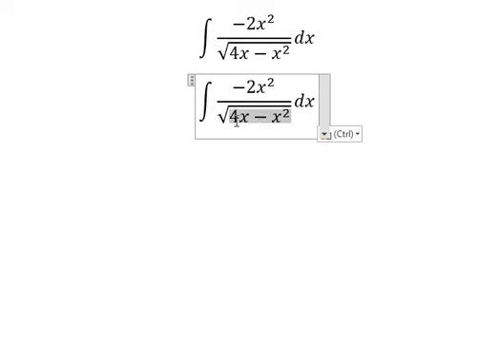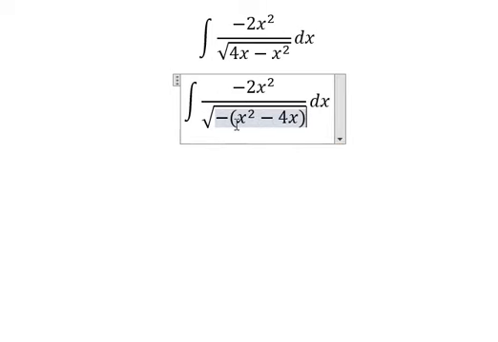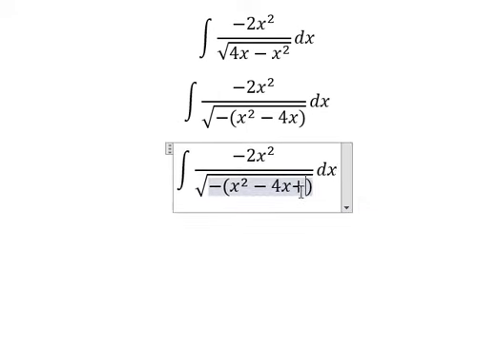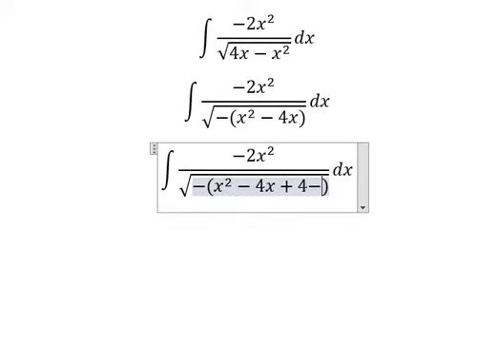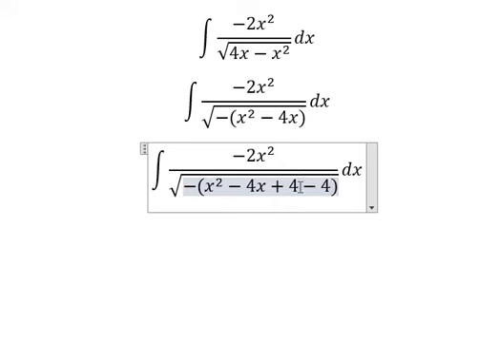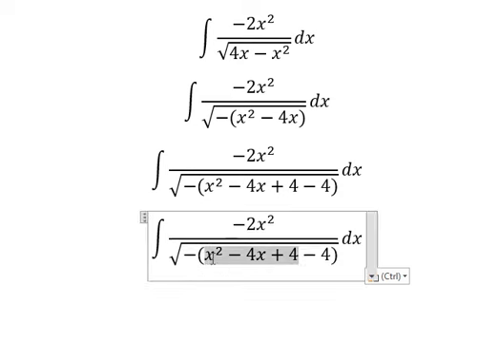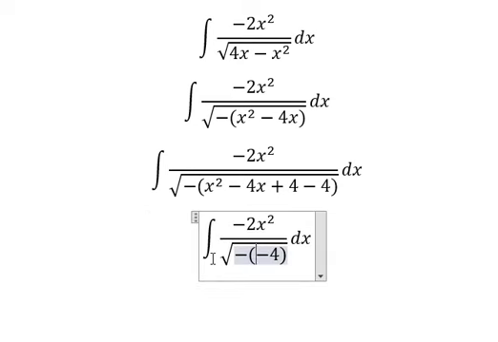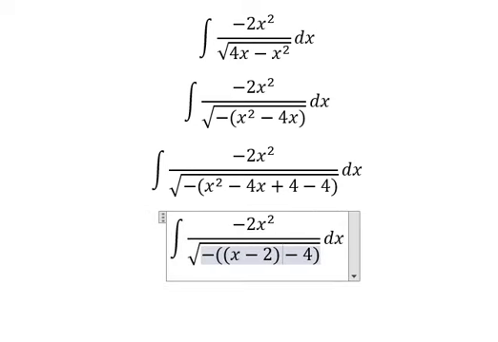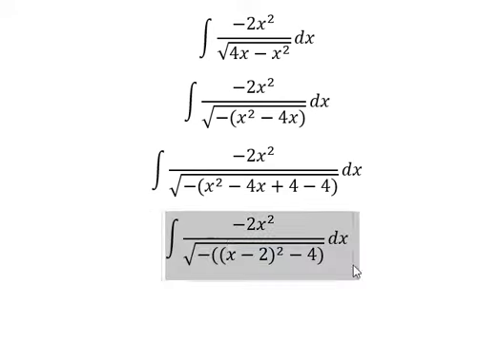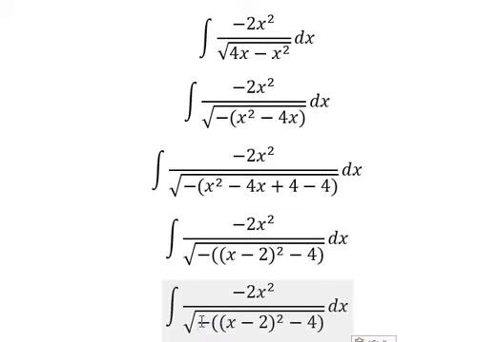About this one, we can change the sign in here. Next, we need to add number 4. That means we need to minus number 4 because I want to create about identity in here. This one, we have x minus number 2 to the power of 2. Next, this negative sign will change the sign of this one.